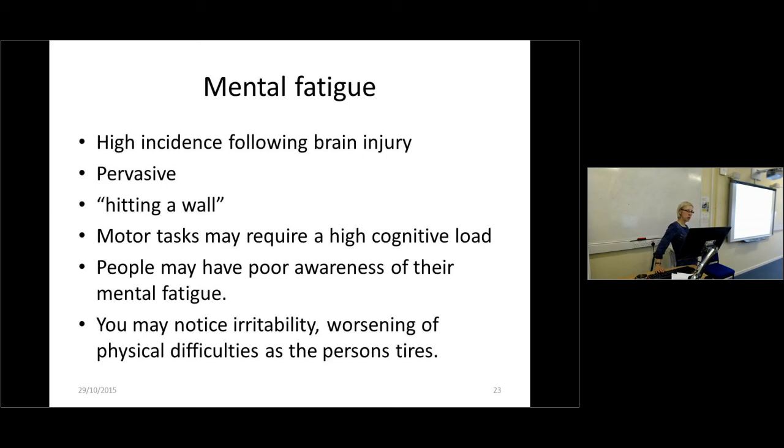So when you're working with somebody with brain injury, you need to be on the lookout for their fatigue, because by the time they tell you they're tired, it's too late. They've hit the wall and they're done. There's nothing they can do about it.